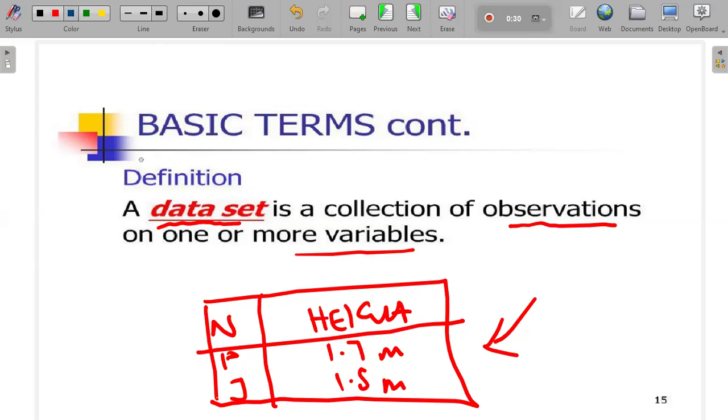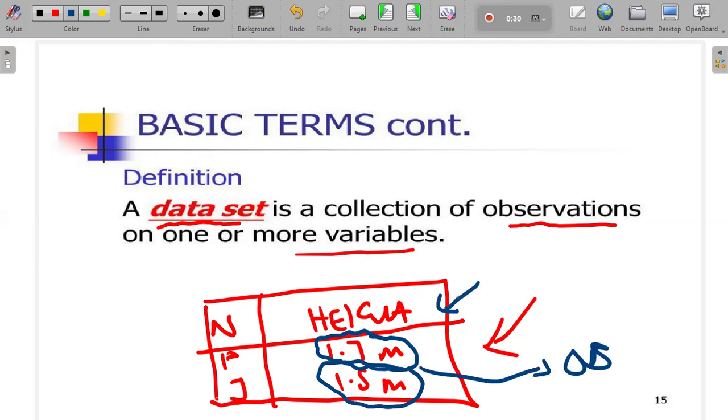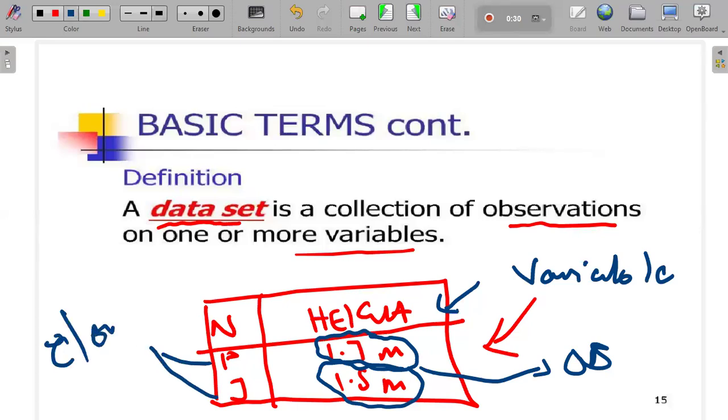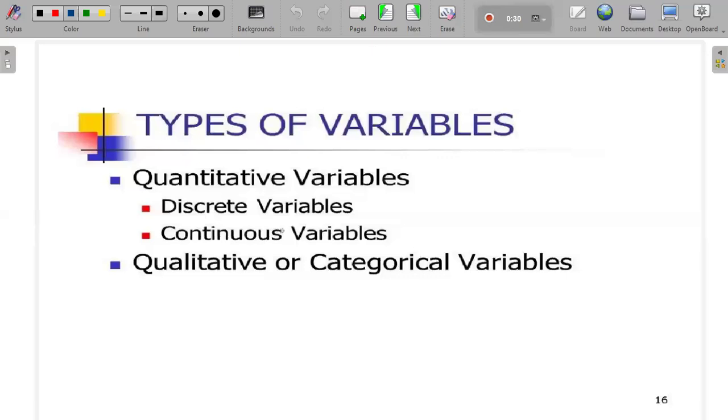From this data here, we can pick out the observations. The observations are just these values. These values here are called observations. This height here will be called a variable, and this name Paul and this name John will be called elements. So when you combine elements, observations, and a variable, you get what we call a data set. A data set is just a collection of observations on one or more variables.